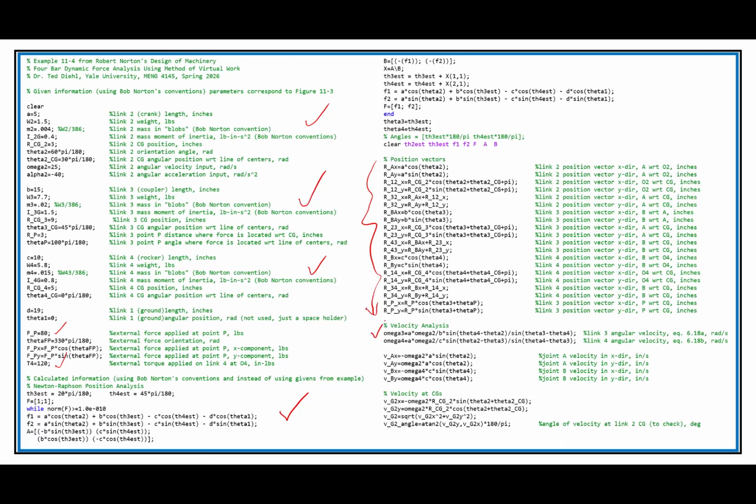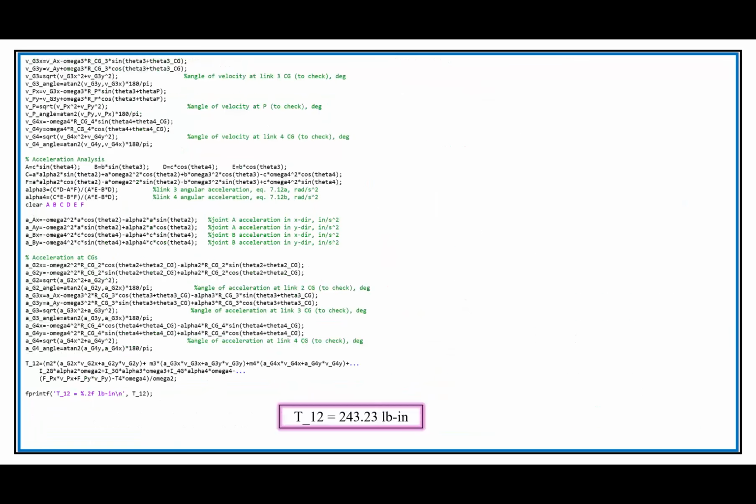We get the velocity analysis. And one thing I didn't do in the other codes is I didn't do a velocity. I got the omegas, but I didn't get the specific velocities. So I get the velocity at A. I don't actually need the velocity at B. And then I get the velocity. The important one is the velocity of G. And I'm only getting the magnitude here because I think I just wanted to be able to compare that if I needed to with what's in the book.